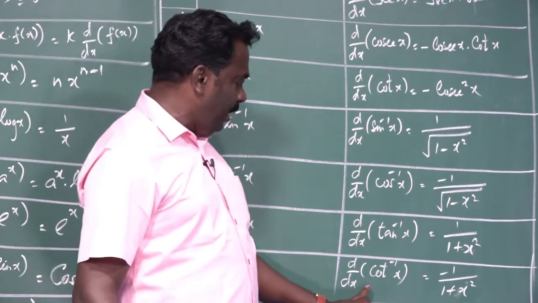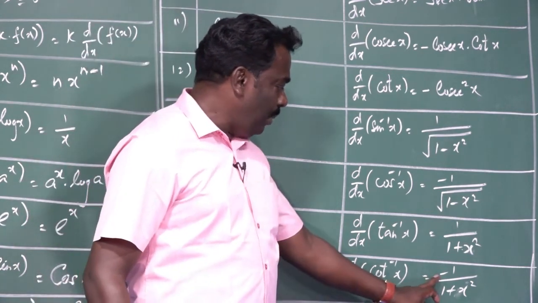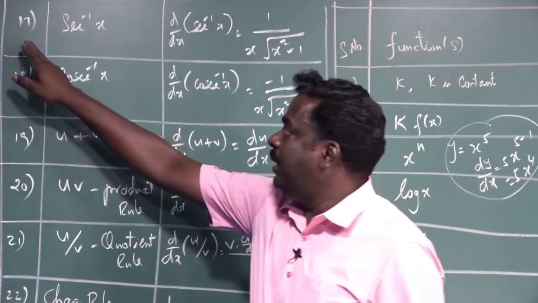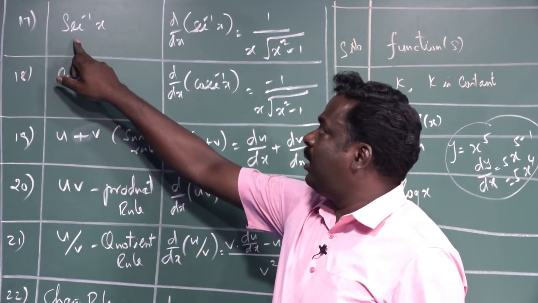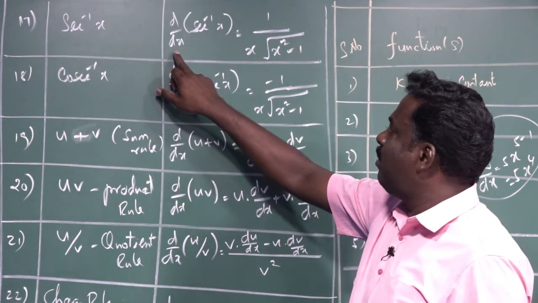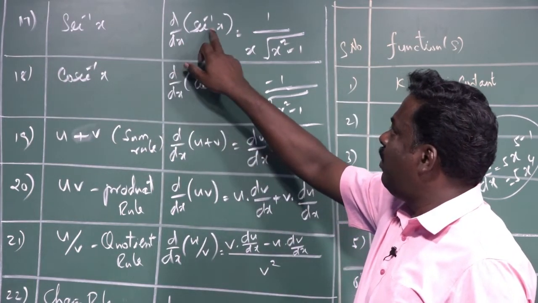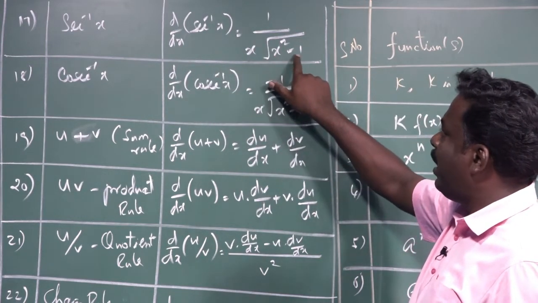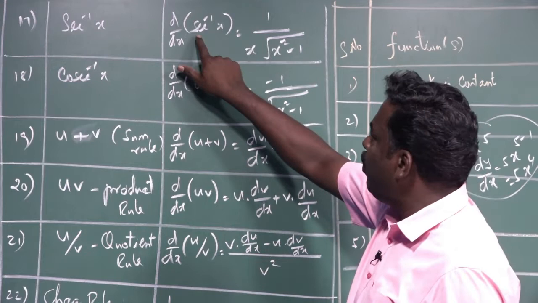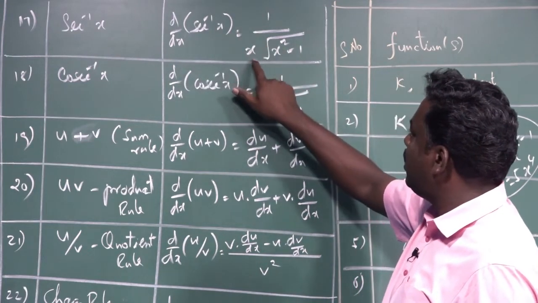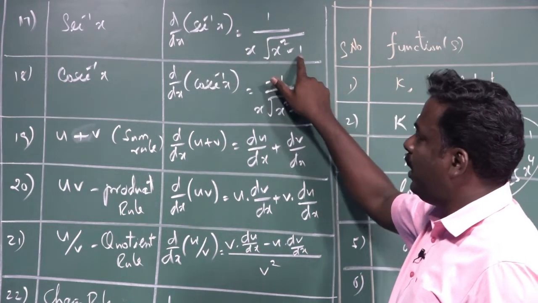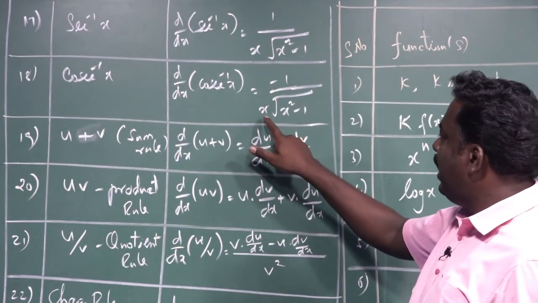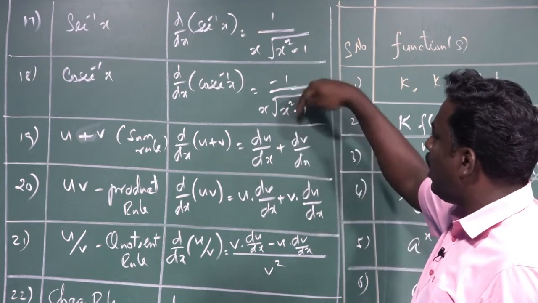The derivative dy by dx of cot inverse of x is equal to minus 1 by 1 plus x square. The next, number 17: the function secant inverse of x. The derivative of secant inverse of x is equal to 1 by x into square root of x square minus 1. Cosecant inverse of x, the derivative is equal to minus 1 by x into square root of x square minus 1. Both are of opposite sign.